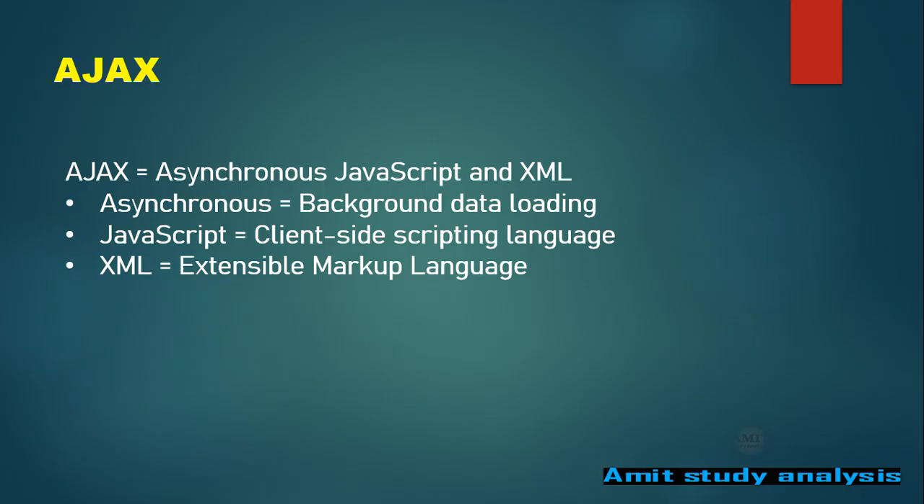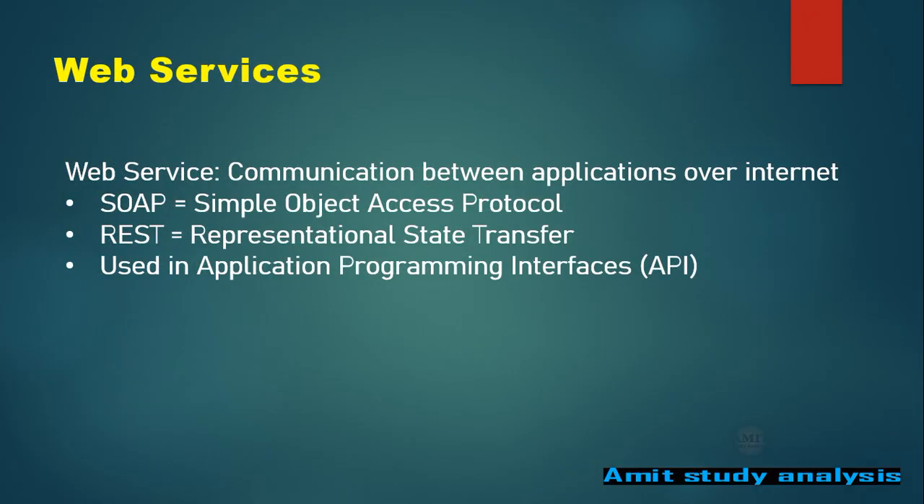Now, AJAX refers to Asynchronous JavaScript and XML. Asynchronous refers to background data loading, JavaScript refers to a client-side scripting language, and XML refers to Extensible Markup Language. These things are part of Web 2.0, which helps to create these types of websites that make a user interactive. And web services are also provided. Different types of web services are provided in Web 2.0, like communication between applications over the internet, SOAP, Simple Object Access Protocol, REST, Representational State Transfer, and used in application program interfaces. So these all are part of Web 2.0.